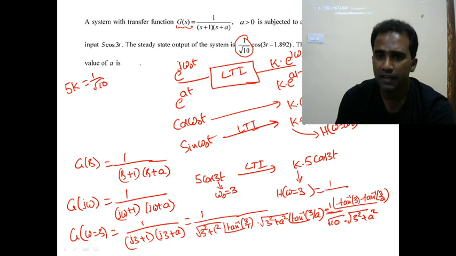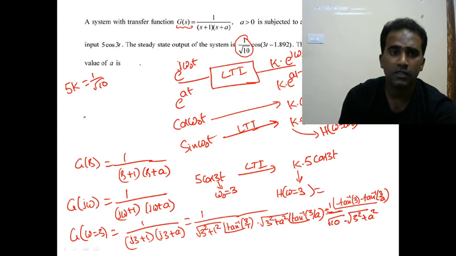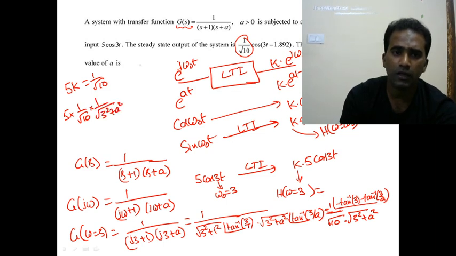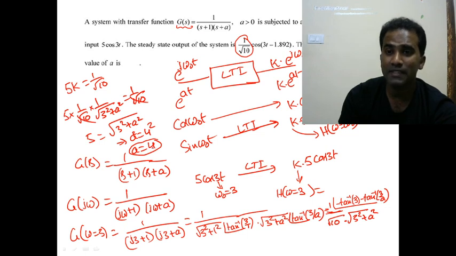In the magnitude of k here, you can find that H of omega at omega equal to 3, we have found just now, is 5 times 1 by root 10 into 1 by root of 3 square plus a square, which is equal to 1 by root 10. So root 10 cancelled. So 5 is equal to root of 3 square plus a square. From this we can find that a square is equal to 4 square and a equal to 4. Or actually, basically speaking, a should be equal to plus or minus 4.